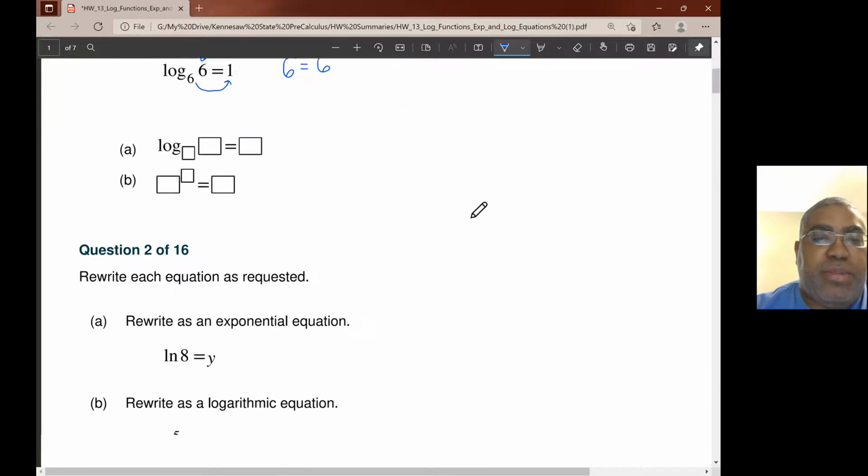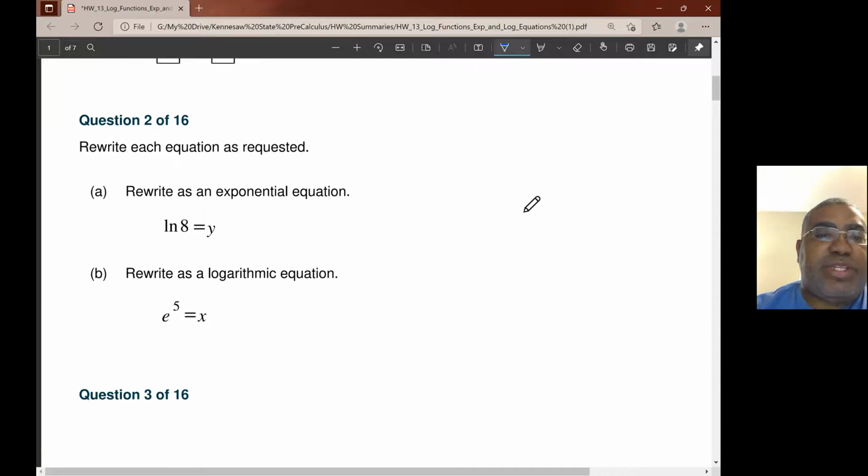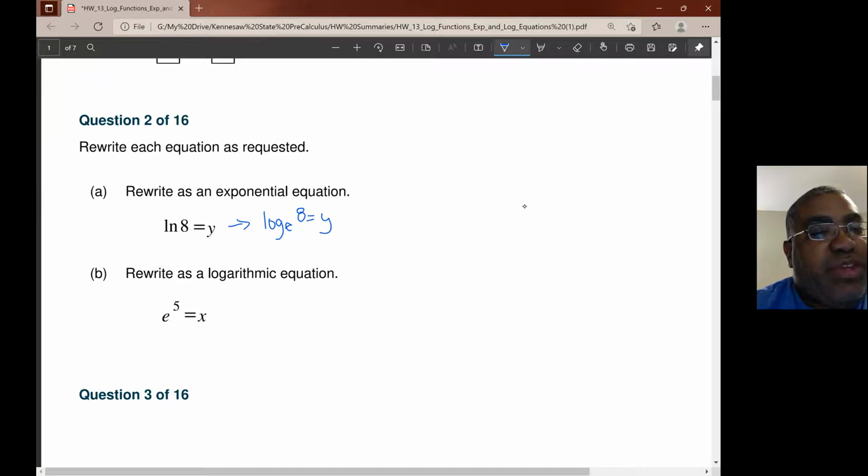So we did that problem. Number 2, rewrite each equation as requested. For A, rewrite as an exponential equation. A couple ways to think about this. Basically, we know that natural log, LN, is the same thing as log base E of 8 is equal to Y. So then we can do the same thing we did in the previous problem. Or we can raise E to each side of the problem to get your answer. So this becomes E to the Y is equal to 8.